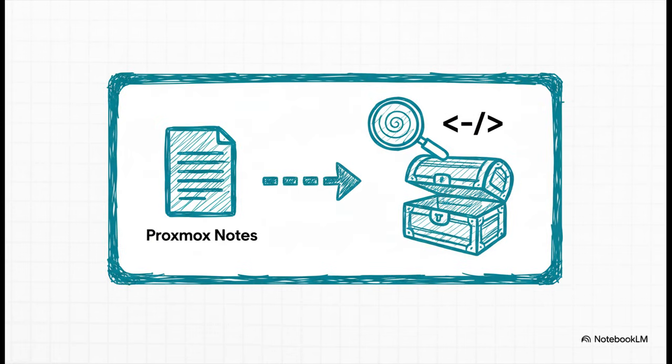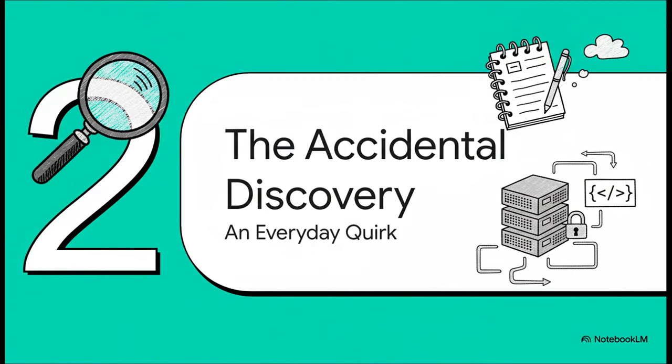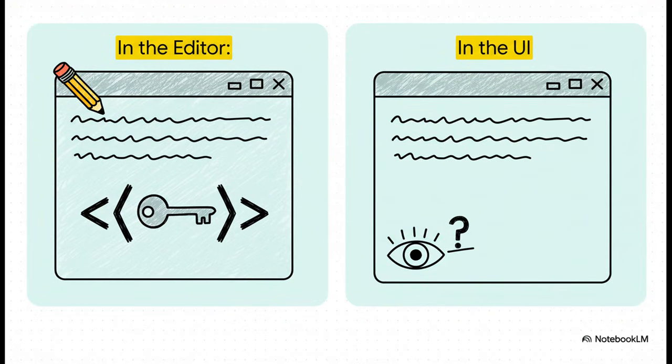The entire revelation boils down to this. You can hide information inside Proxmox Notes just by wrapping it in a standard HTML comment tag. I know, it sounds ridiculously simple, but as we're about to see, the implications are surprisingly awesome. So how was this even found? It wasn't some big research project or anything. It was a completely accidental discovery by a user who was just going about their day, setting up a VM and jotting down some notes. And this just illustrates the magic perfectly.